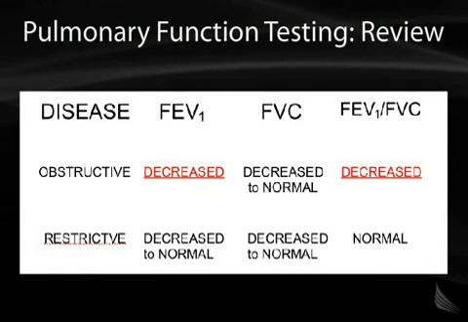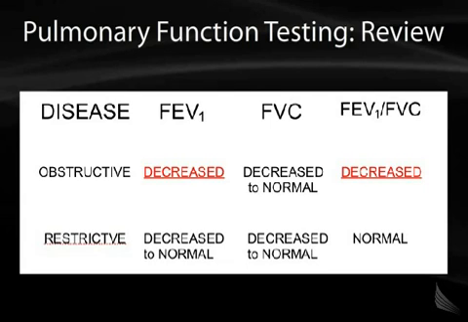This chart diagrams some of what we just talked about. In obstructive diseases, we see a low FEV1 and a low FEV1 to FVC ratio. In restrictive diseases, the FEV1, the FVC, and the FEV1 to FVC ratio all generally can be normal. The FEV1 and the FVC may be decreased, but they're decreased proportional to each other, so that the FEV1 to FVC ratio is normal.